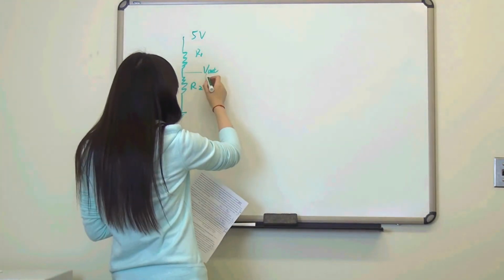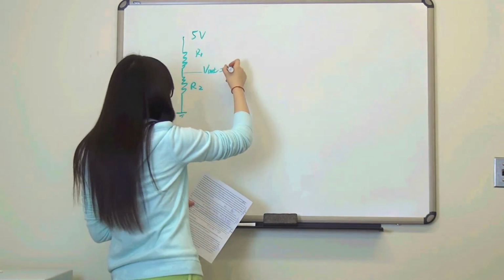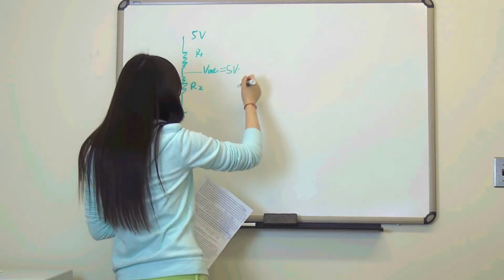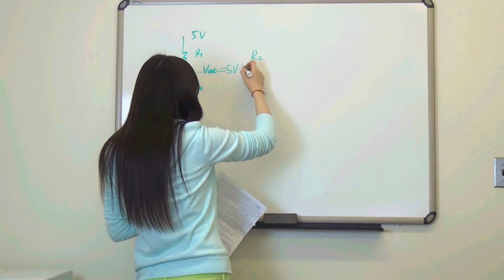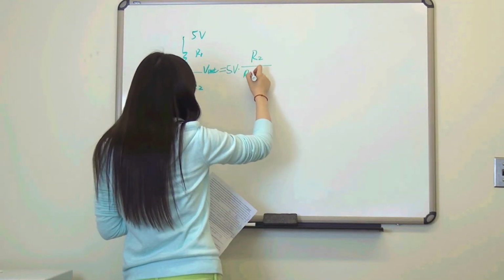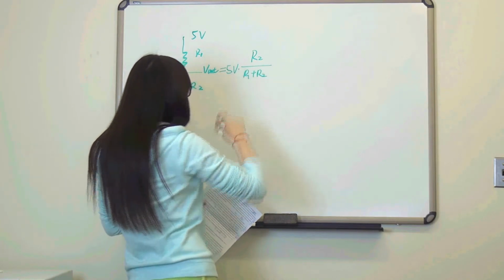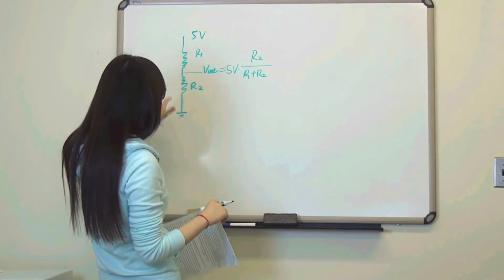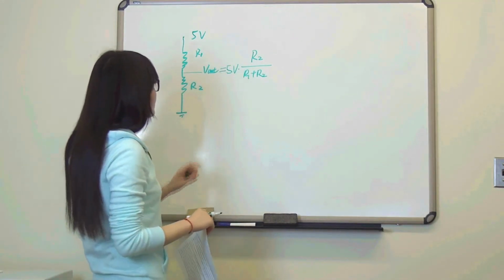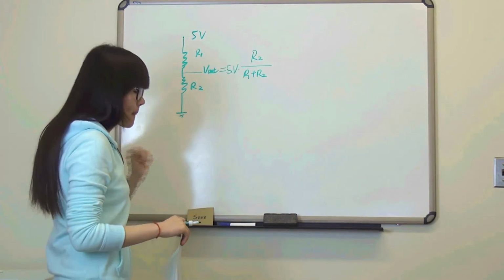And the voltage divider equation is pretty simple, which is V out equals the original voltage, in this case 5 volts, times the bottom resistance, in this case R2, over R1 plus R2, and this is the overall resistance between the 5 volts and the ground. And this is the voltage divider equation, which is really useful.